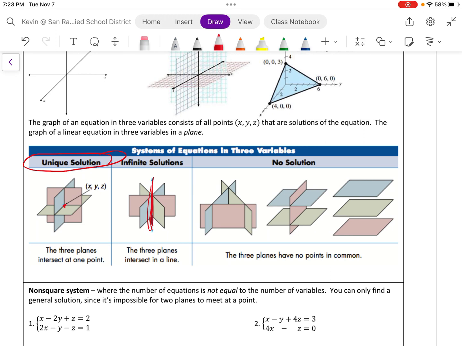Then if the three planes have no points in common, so like these two planes have a point in common, but this third plane here isn't part of it, or these two have something in common, these two have something in common, but not all three. And in this case, none of them are intersecting at all. So anytime that we have no points in common of all three, then we have no solution.